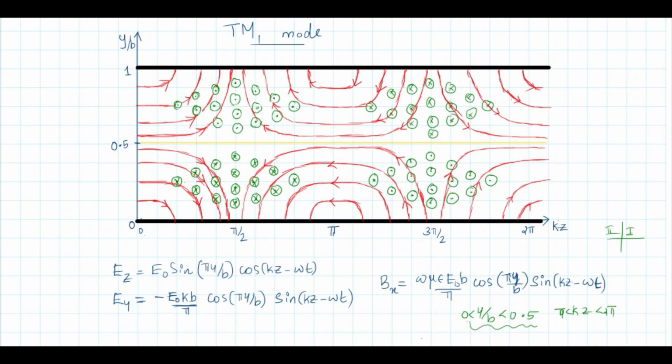Again, it is maximum at kz equal to 3 pi by 2, because sin is maximum at 3 pi by 2 angle, then reduces to 0. This is the variation of magnetic field.